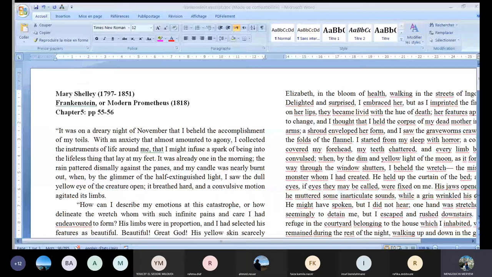Okay, so the settings here, especially in this text, are highly related to the atmosphere and what you think you're going to think about the atmosphere. So think about this. It was on a dreary night of November, okay? So know that the night was a dreary night. It was a gothic or a dark night, okay?